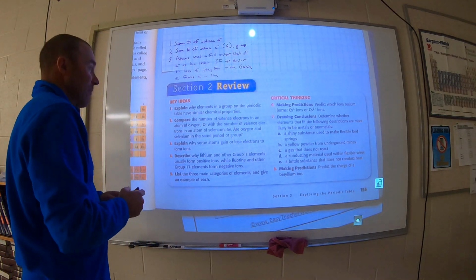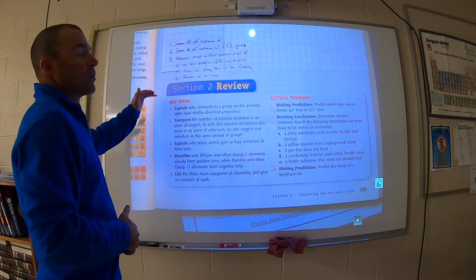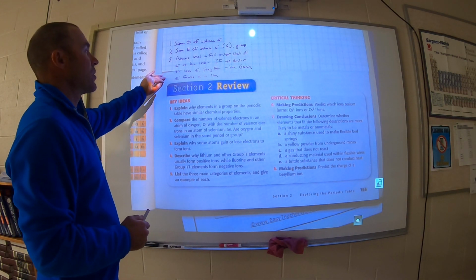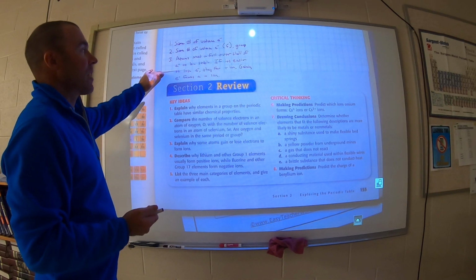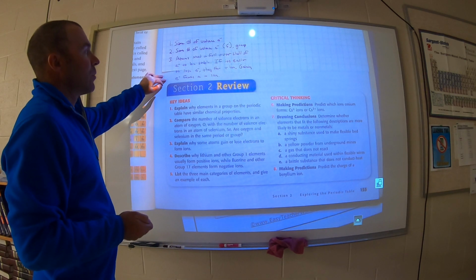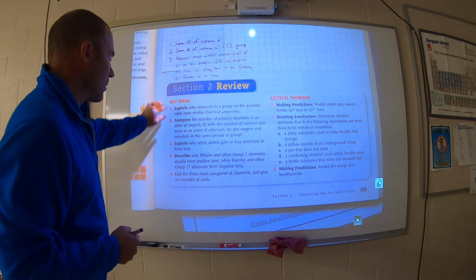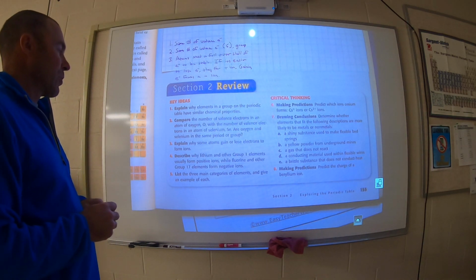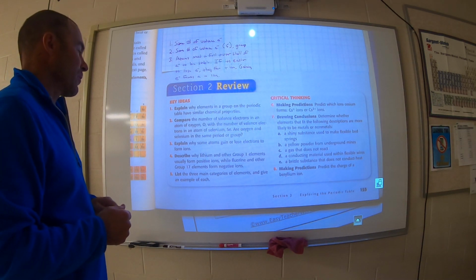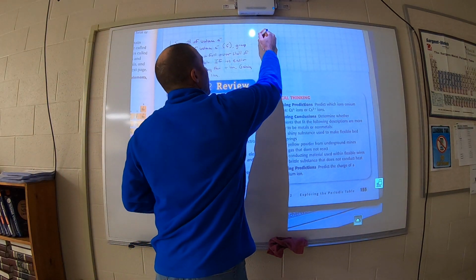So atoms that only have 1 or 2 electrons in their outer energy level have a tendency to lose them because it's easier to lose 1 or 2 than gain 6 or 7. Atoms that have 6 or 7, it's easier to gain 1 or 2 electrons than it is to lose 6 or 7. Number 4, describe why lithium and other group 1 elements usually form positive ions, while fluorine and group 17 elements form negative ions.